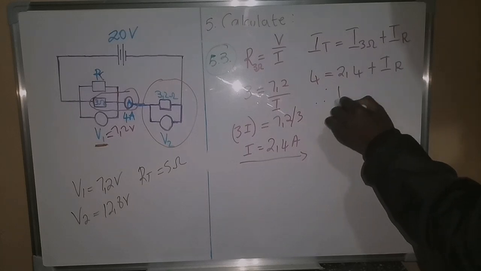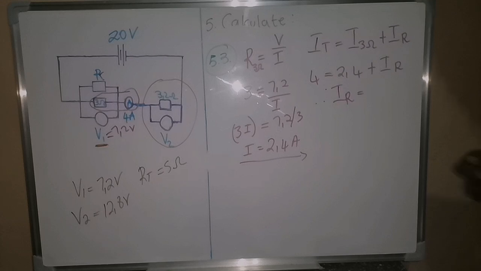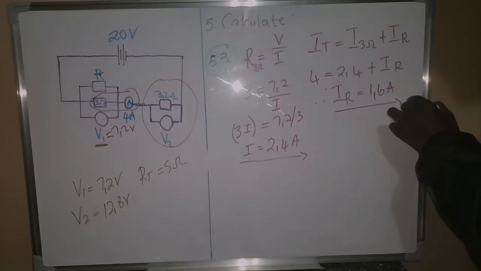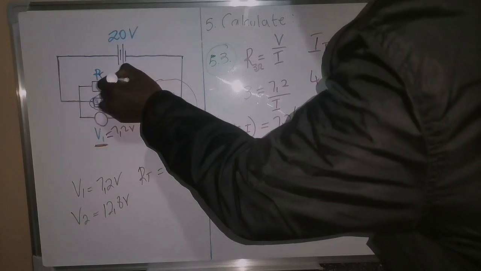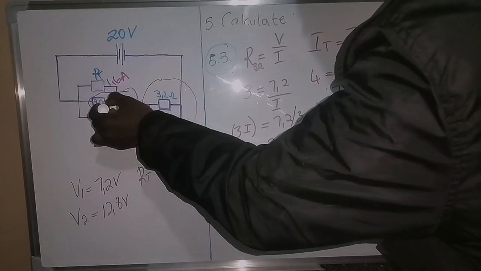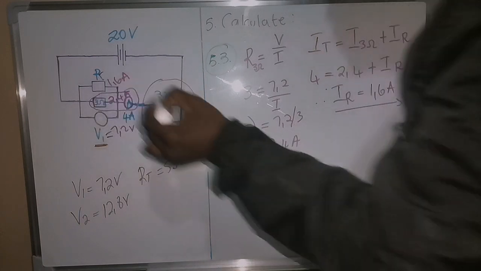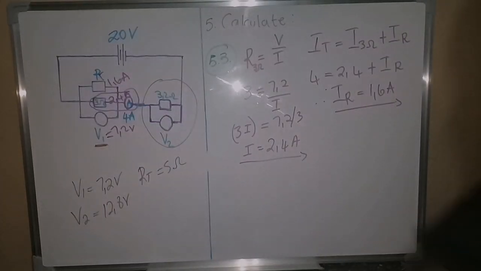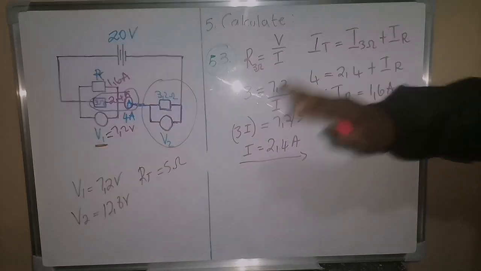Therefore, I make the current in the resistor R the subject. The current in the R resistance is equal to 4 minus 2.4, which gives 1.6 amperes. We already have the current of 1.6 amperes and 2.4 amperes. When I add 2.4 plus 1.6, it gives me 4, which means the 3 ohm resistor takes 2.4 and the R resistance takes 1.6 ampere.